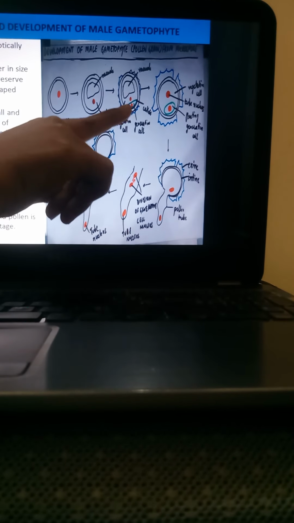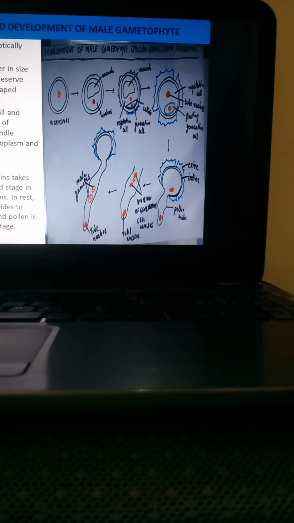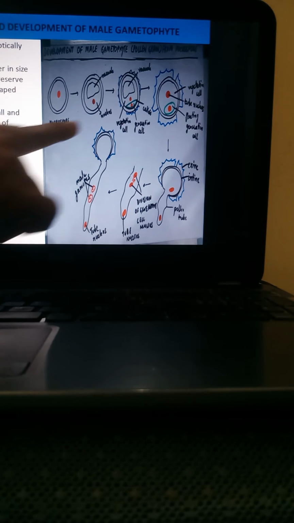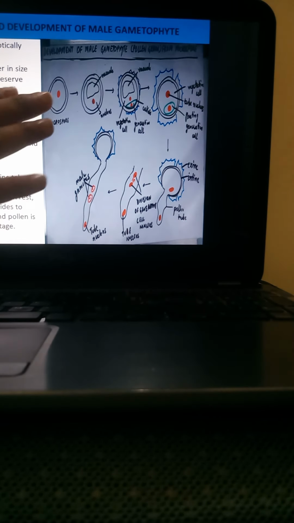So this generative cell has a wall of callose. It does not have the wall of a normal cellulotic material. It has the wall of a hard material called callose. This callose layer has a special function in isolating this generative cell from the vegetative cell in such a way that it is not influenced by the hormones or the nutrients present in the vegetative cell, so that proper formation of male gametes can take place. We should not go into further details.